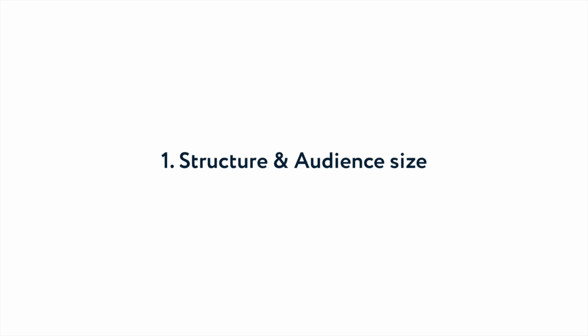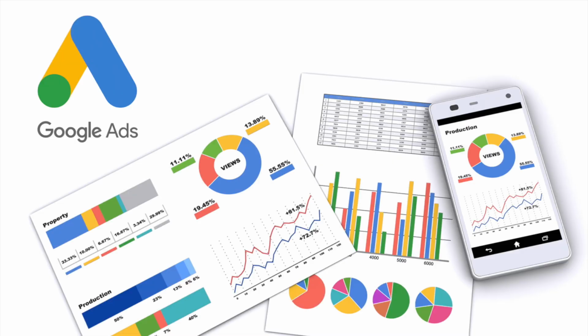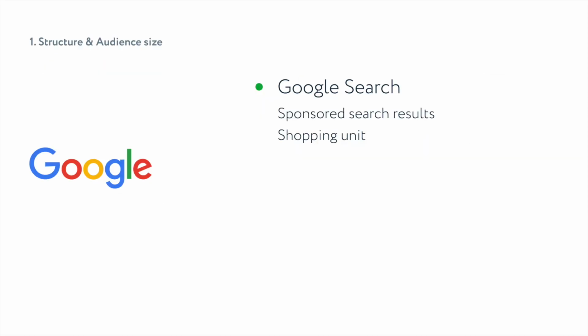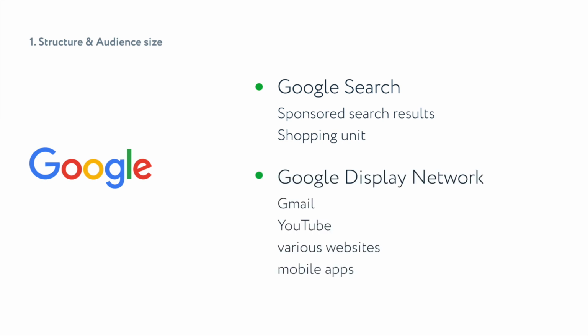Google Ads can be shown across a wide variety of placements that, if combined, can let you cover up to 90% of all internet users. They can be divided into two large groups: Google Search, which includes sponsored search results and shopping unit, and Google Display Network, which is essentially ad placement on a variety of websites including Gmail, YouTube, and mobile apps.